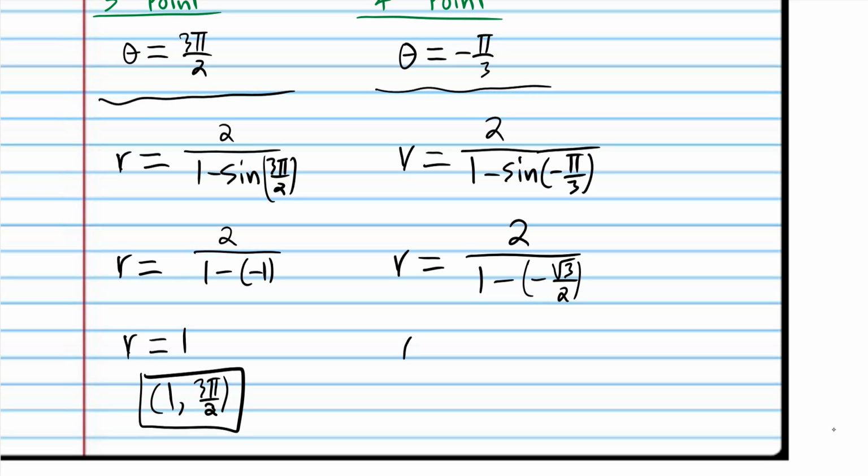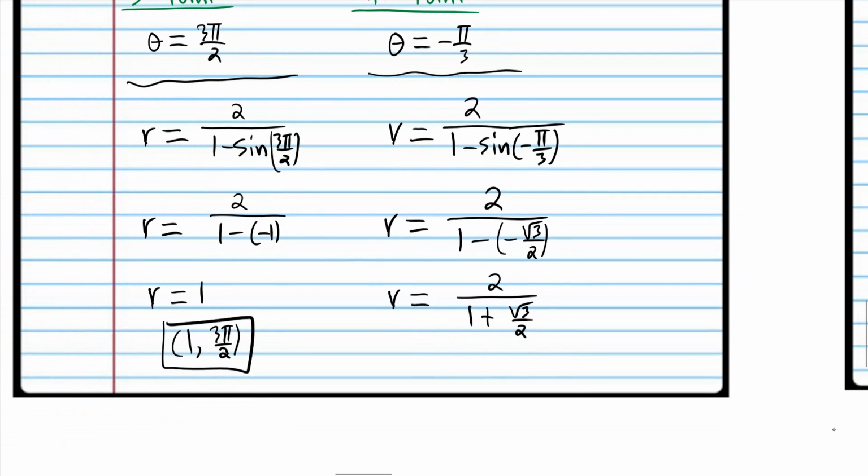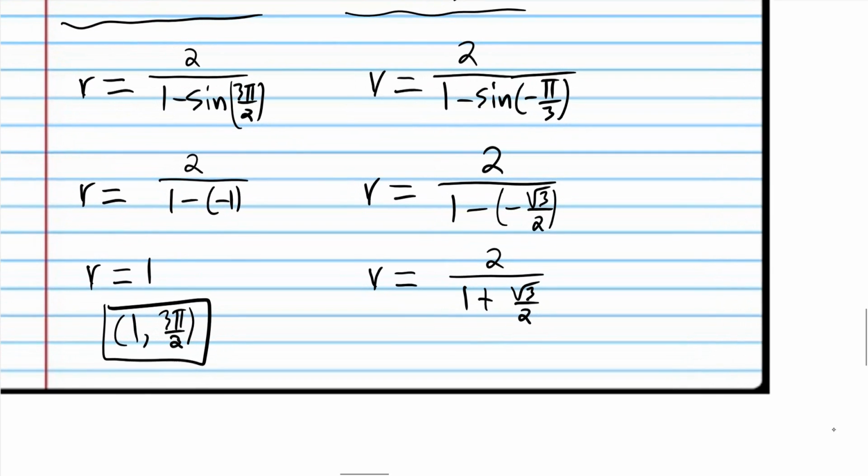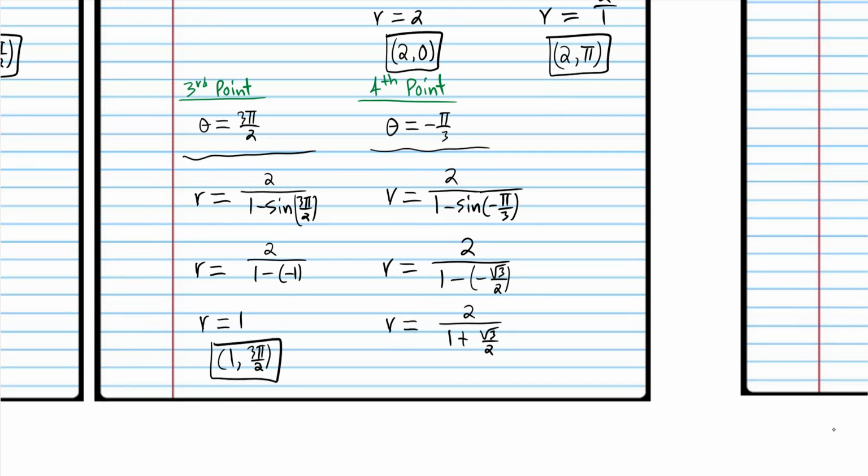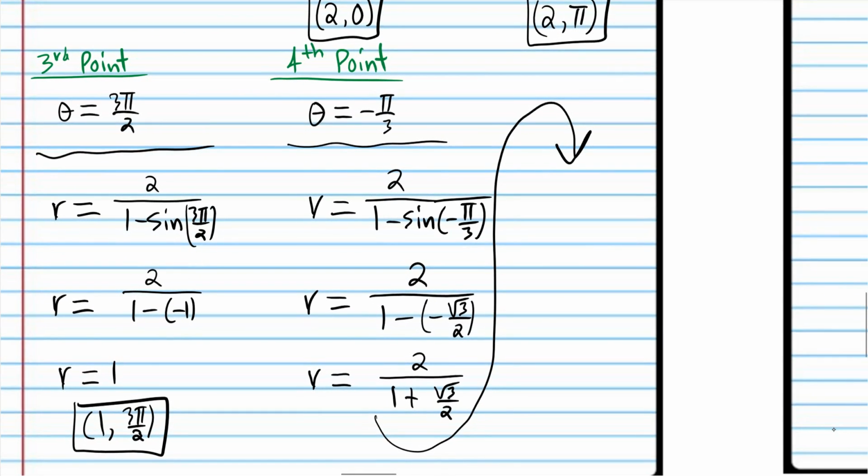So r is equal to 2 over 1 plus root 3 over 2. And we can enter this into our calculator. I'm going to go up here because we're kind of out of room. If we multiply both sides of that fraction by 2, we get 4 over 2 plus root 3. So this is kind of a complicated expression. You may want to use maybe negative pi over 6 rather than have to deal with this expression.